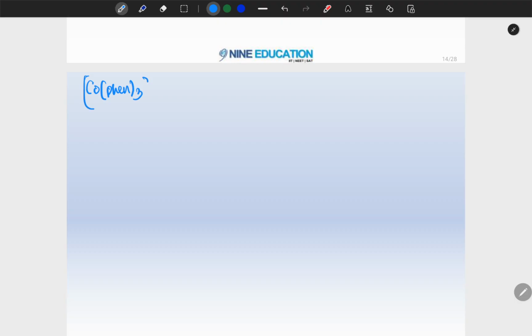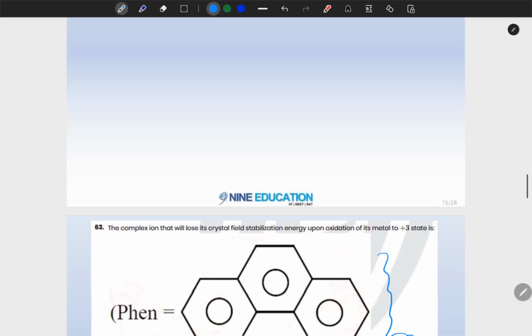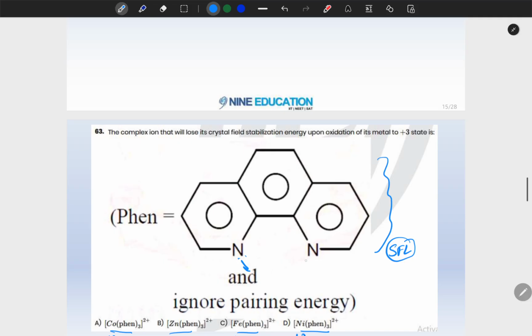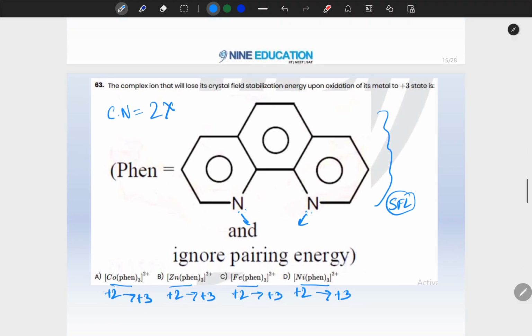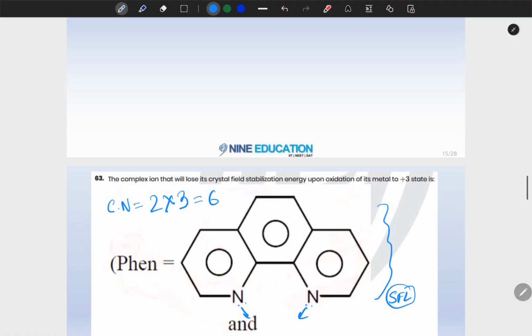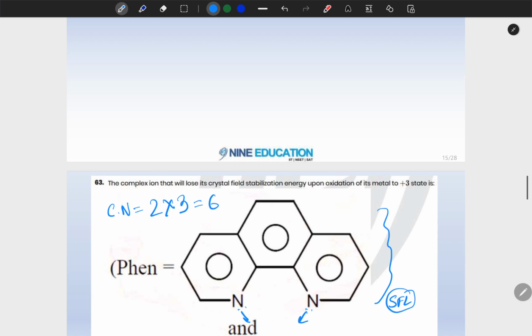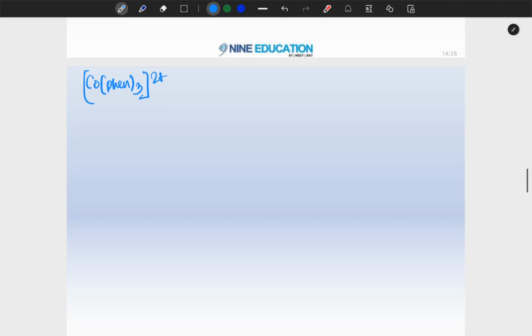Consider the first complex over here, Co(phen)3 2+. Clearly we are able to see this is a bidentate ligand, and these are the donor sites. So what is the value of coordination number? Coordination number will be equal to denticity of the ligand, 2, into number of ligands. So in all the complexes 3 ligands are present. So all are octahedral complexes, since the coordination number of the metal center in all these complexes is 6. Now let's consider this example, Co(phen)3 2+. So in this case cobalt is present in +2 oxidation state. This ligand is basically neutral.